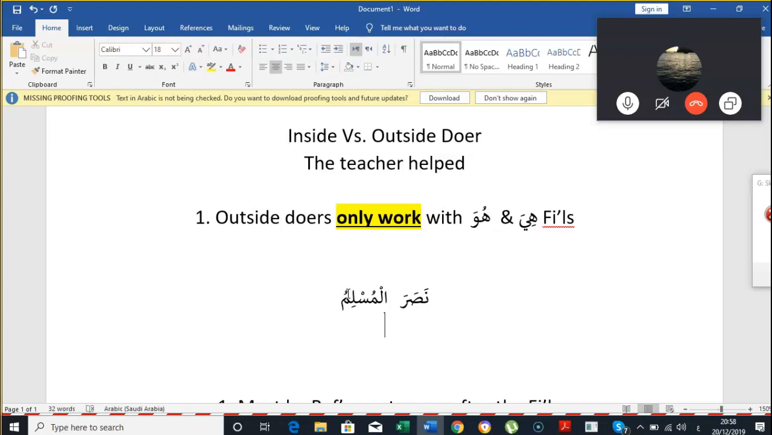When you have an outside doer, it fires the inside doer. So the translation is: the Muslim helps. Don't look at it in order. Don't look at the words in order. That's the one thing you don't do in Arabic. Don't go from one word to the other, one by one like that. You've got to look at the whole thing together. You can't just think Nasara means this, the next word means that. You have to look at the whole thing. So Nasara al-Muslimu means the Muslim helped.